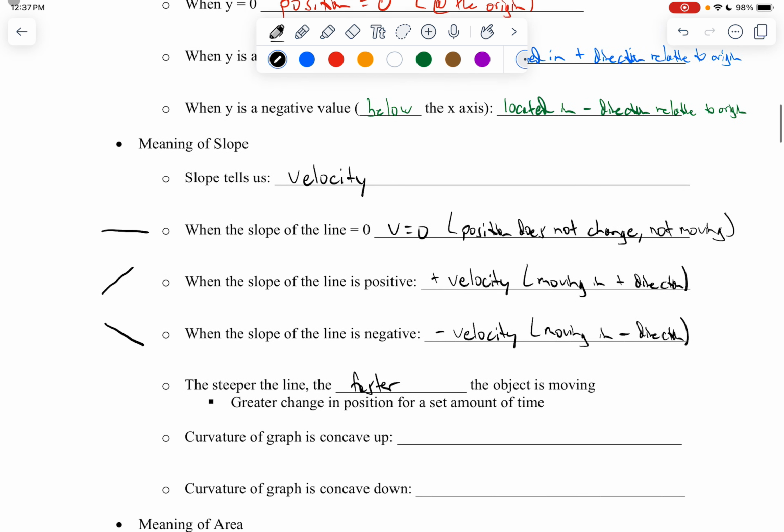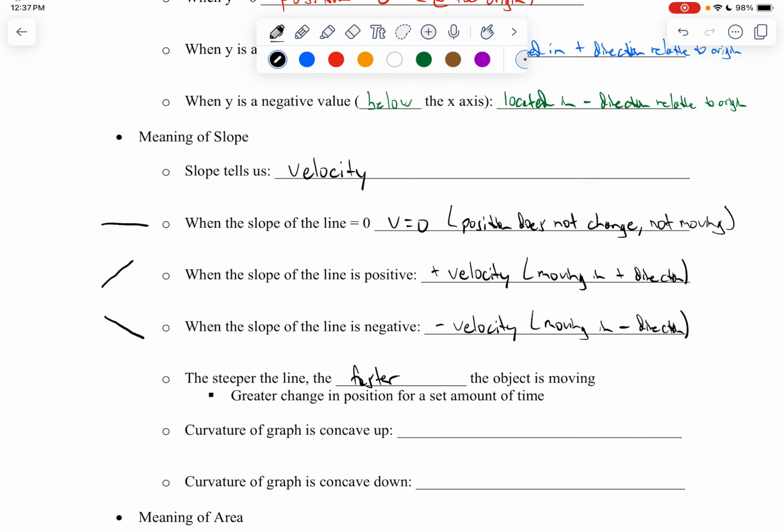If we have a graph that is concave up, so again, we can either look like this or like this, these both represent concave up curves. Basically what this is going to represent is an object that's going to have a positive acceleration. And with this positive acceleration, there's really two possible ways that this can happen. We could either be speeding up while moving in the positive direction.